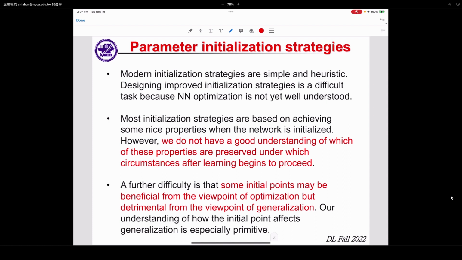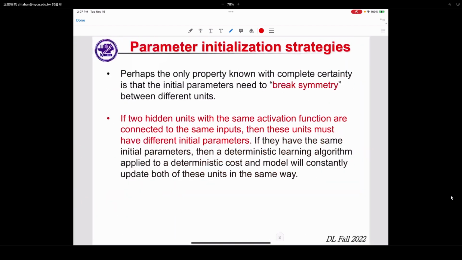Some initial point may be beneficial from the viewpoint of optimization, but what really matters is the generalization. I've emphasized this several times. But we know one thing for sure: when determining the initial values, we need to break the symmetry between different units.